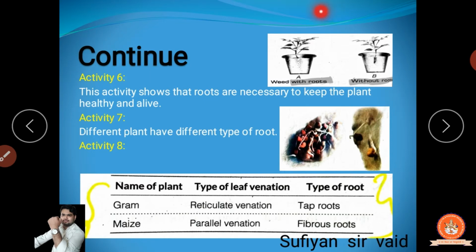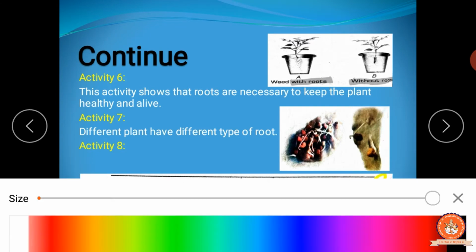Activity 6 is what? We have to take two plants, this is A and this is B. Now plant A is with the root, you can observe it here, and plant B is without root.